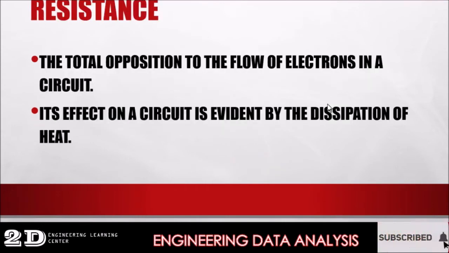Then we have resistance. Resistance is the total opposition to the flow of electrons in a circuit. Its effect on a circuit is evident by the dissipation of heat. So yun yung kumukontra sa flow of electrons in a circuit. Then paano natin malalaman kung may resistance? There is the dissipation of heat, or yung isang conductor, yung isang bagay is mag-iinit. So if there is a much higher temperature reading, or mas mataas yung temperatura ng isang conductor, therefore that conductor has a higher resistance.